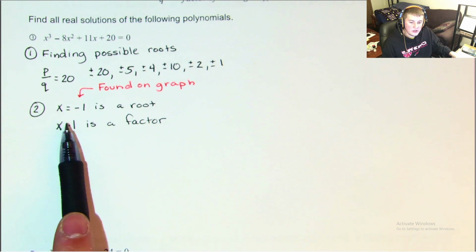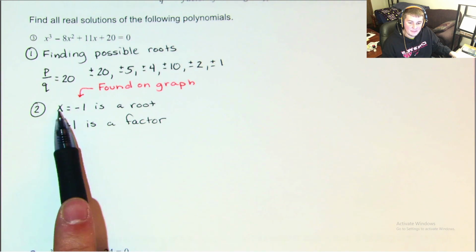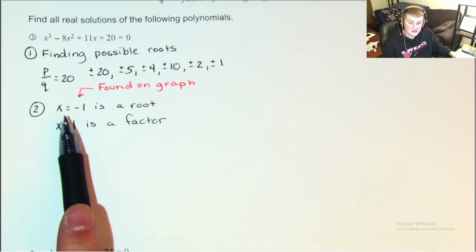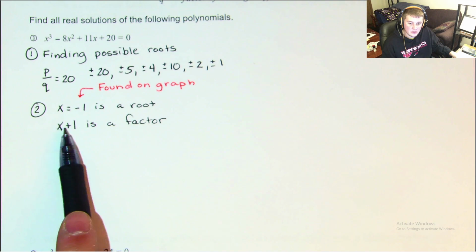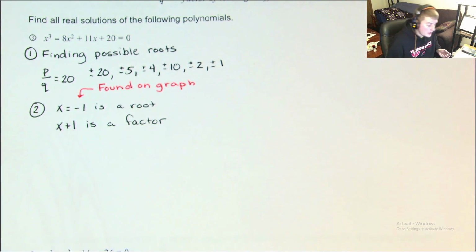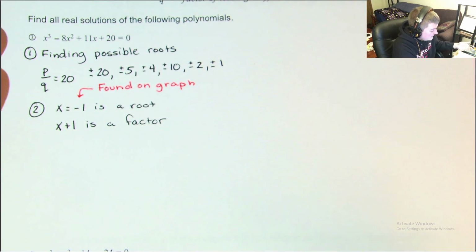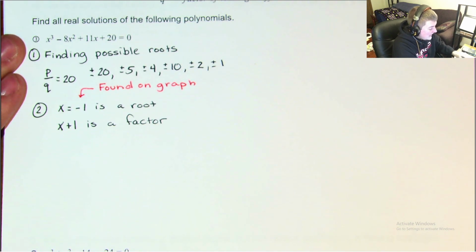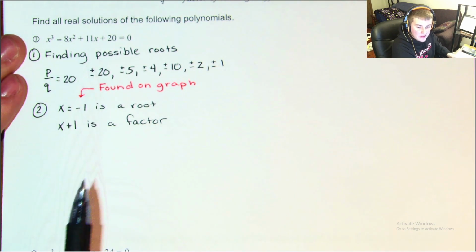Okay, it's basically just the opposite here. Like I would add 1 to each side to set it equal to 0. So that means x plus 1 is the factor, or -1 is the value that makes this 0, if I plugged in -1. Okay, so now what does that mean? That means I can divide this polynomial by this polynomial.